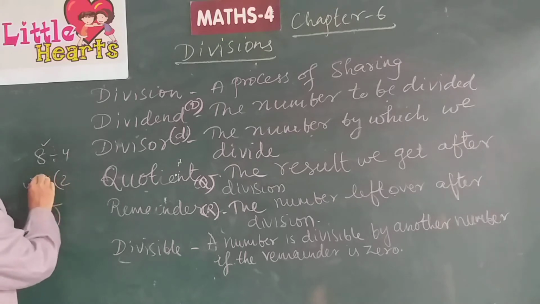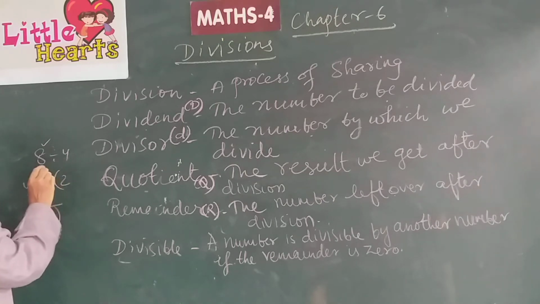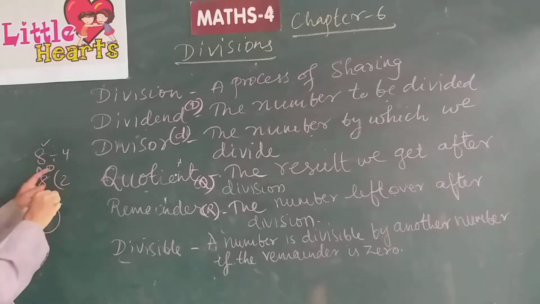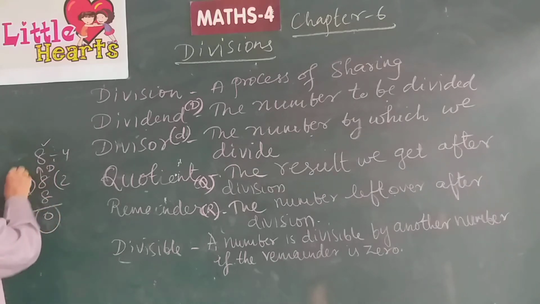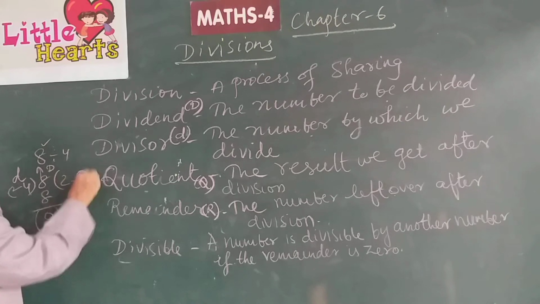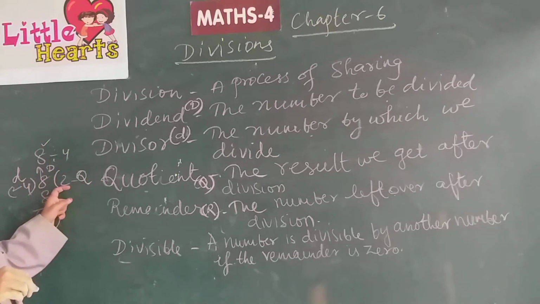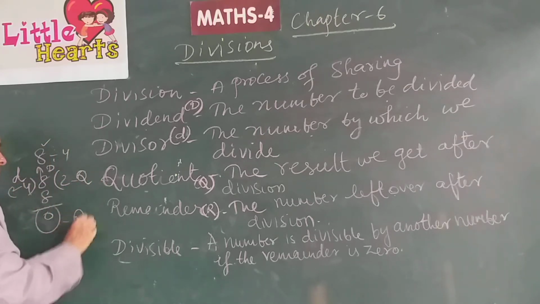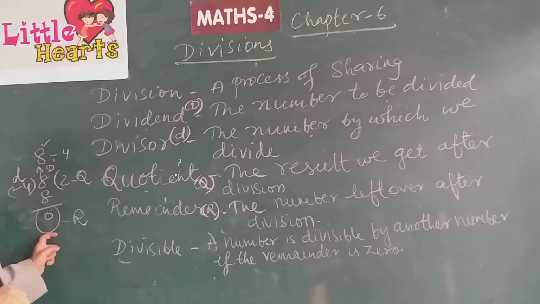In this, 8 is the dividend, which is to be divided. 4 is the divisor, by which we divide. 2 is the answer you got after division, that is the quotient, and the remainder is 0, the number left over after division.